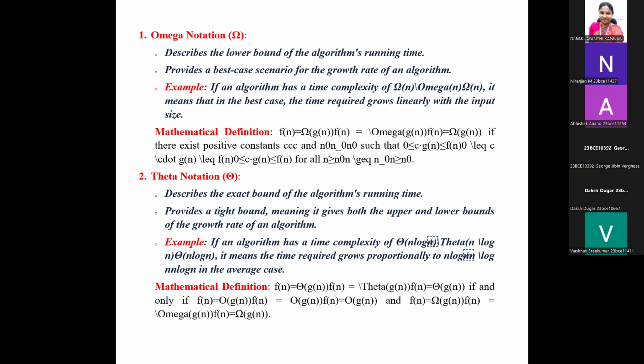So the time and space complexity of any algorithm can be represented using asymptotic notation.